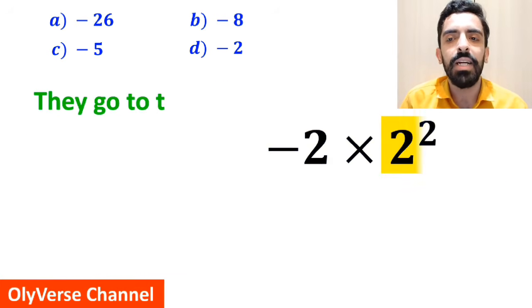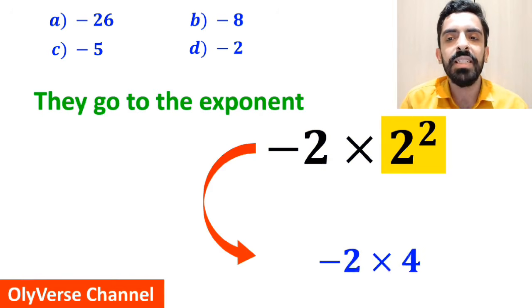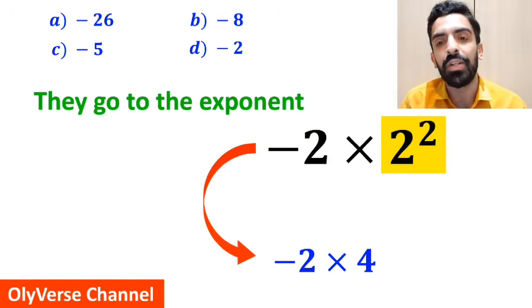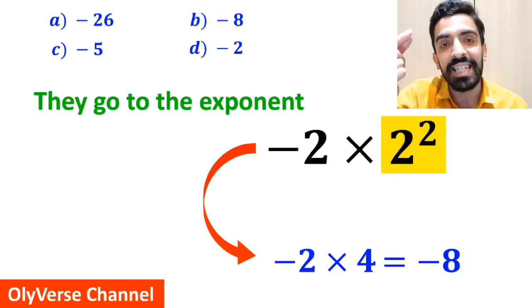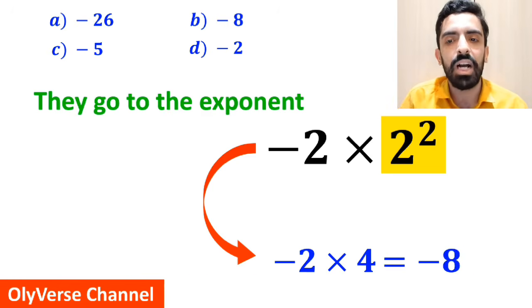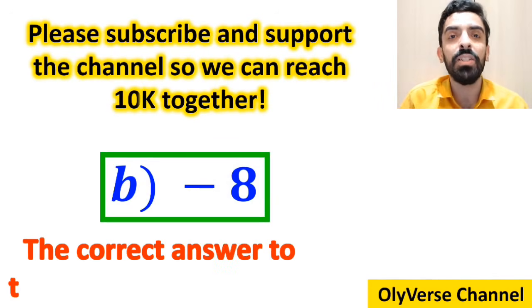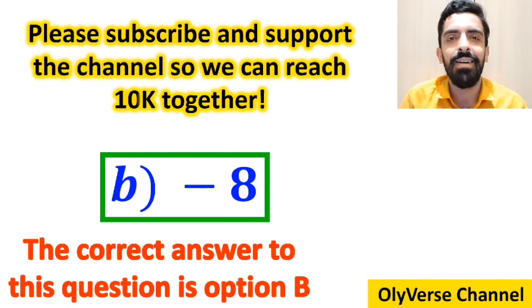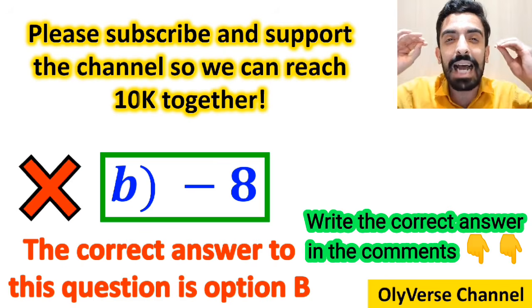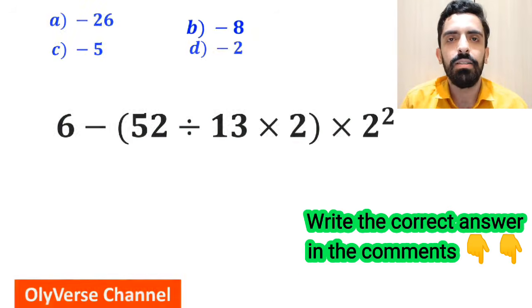And in the final step, they go to the exponent and replace this expression with negative 2 multiplied by 4, which finally gives them the answer negative 8. And they conclude that the correct answer to this question is option B. However, this answer is absolutely wrong.